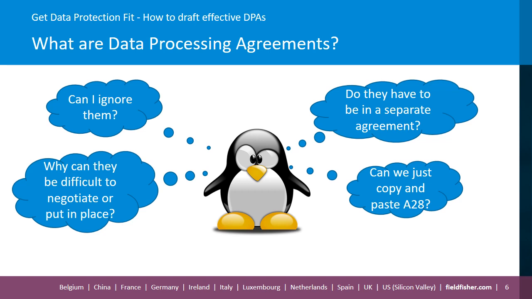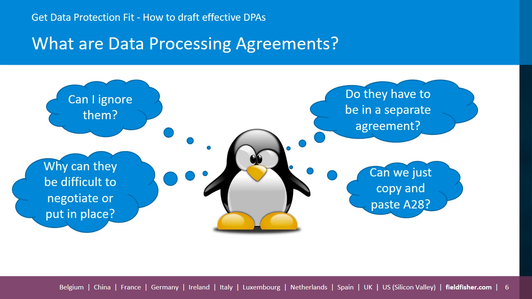So why can they be so difficult to negotiate or to put in place? Well, this is something we're going to talk about again towards the end of our presentation. But by way of headline, often businesses lack an understanding of the actual data that's involved and the risk that this poses to the business. So this might mean that you might spend too much time negotiating points that actually aren't as significant to your organization, or perhaps not enough time is spent correctly explaining the types of data or putting in place appropriate technical or organizational measures.